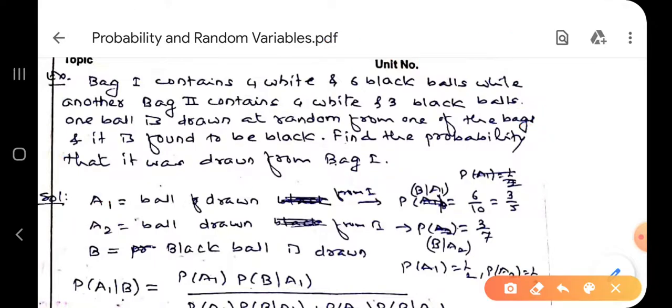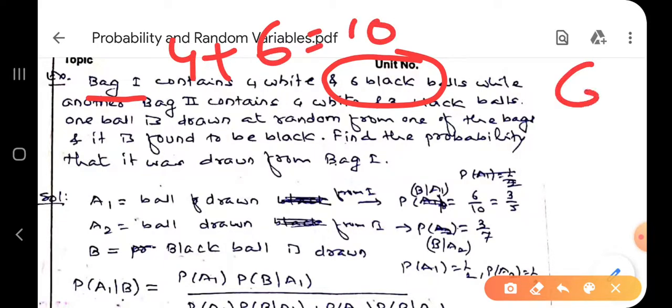Correct? Now, the remaining 2 probabilities, what are they? P of B by A1. P of B by A1 means a black ball drawn from the first bag. How many black balls are in the first bag? There are 6 black balls. And the total number of balls in the first bag? 10, 4 plus 6. So 6 by 10 is the probability, which means 3 by 5.